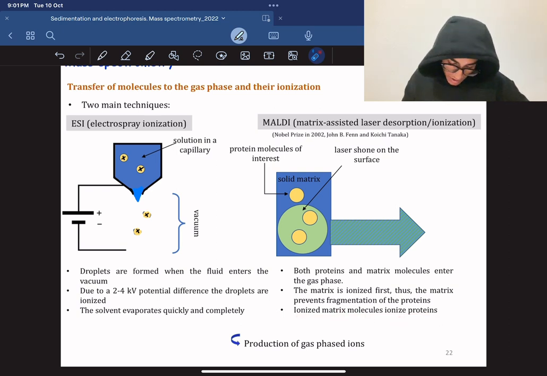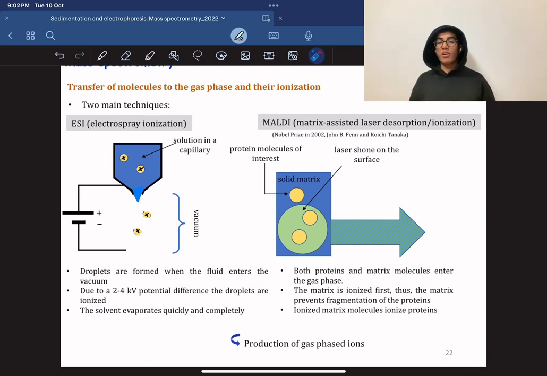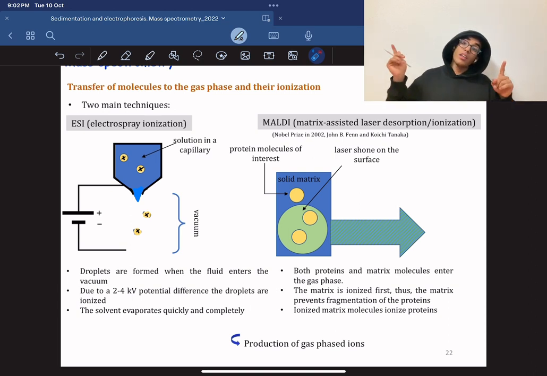And over here, in ESI, fluid droplets enter due to a potential difference. Droplets are ionized. Because of the high potential difference, these things are pulled towards it. The solvent evaporates quickly and completely. Now we have our gas phase ions. Beautiful. Now let's come on to our next step, that is accelerating these ions.